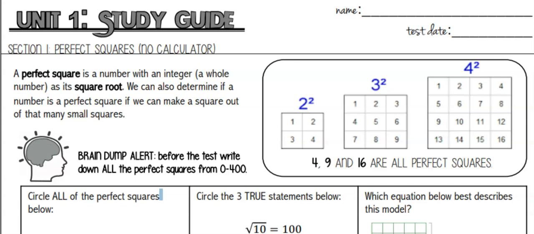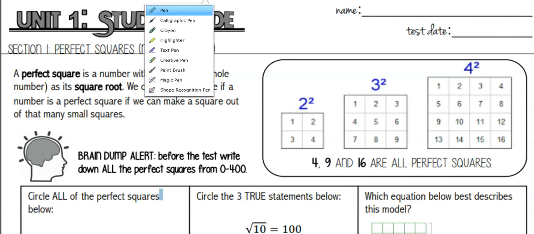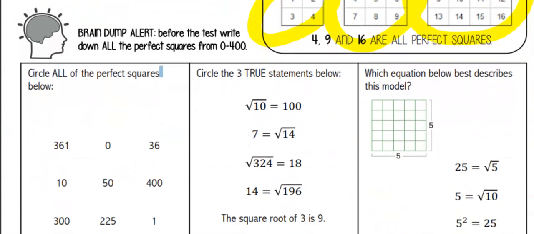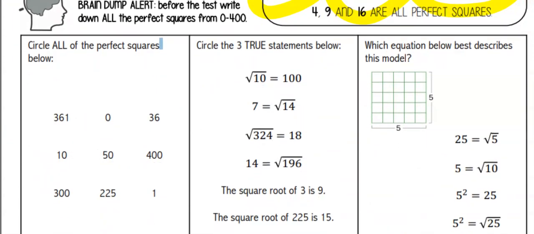So first we're talking about perfect squares. A perfect square is a number with an integer, a whole number, as its square root. In class, we learned about how to create them. So we have different perfect squares here that are shown, and we also memorized them. So if we move down here, we're going to circle all of our perfect squares.